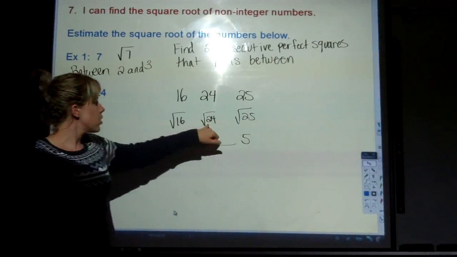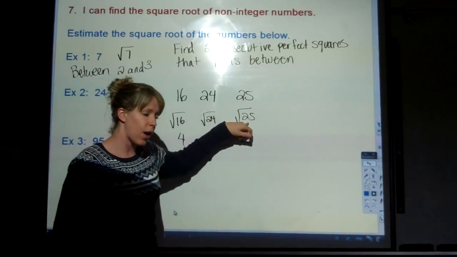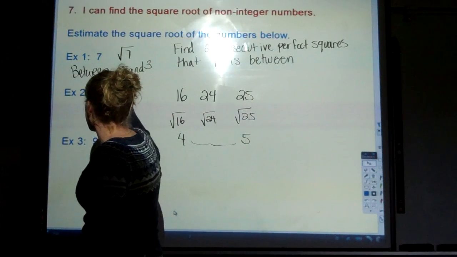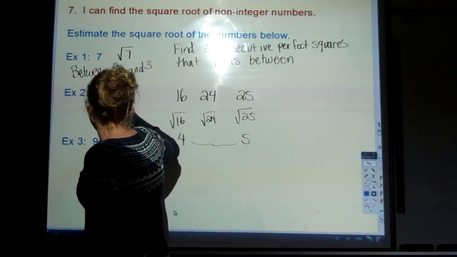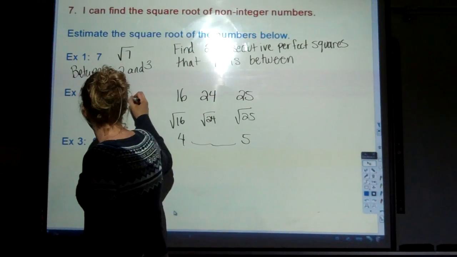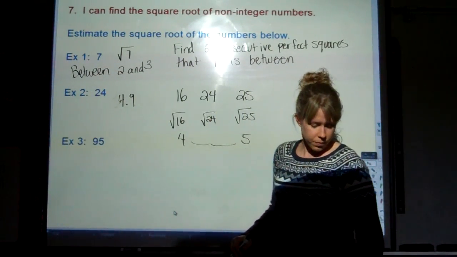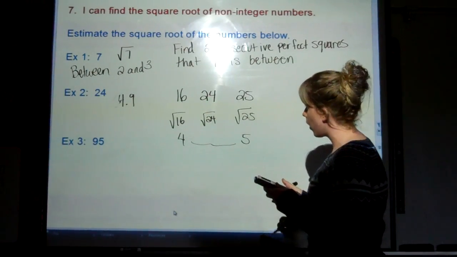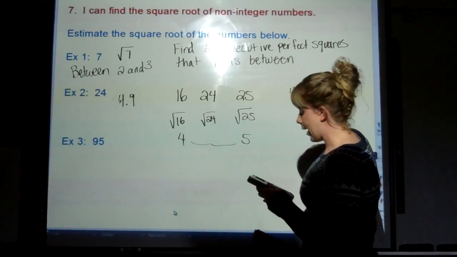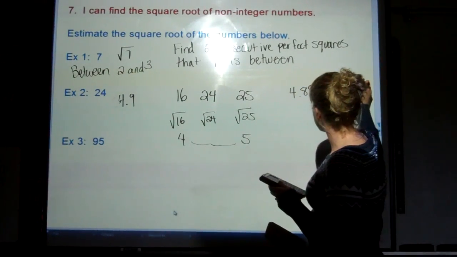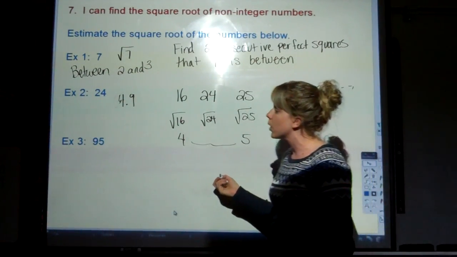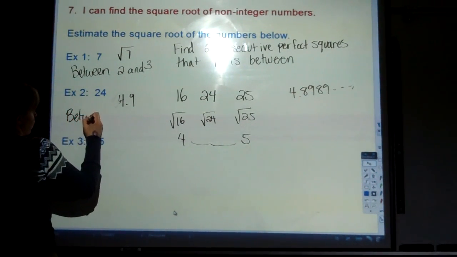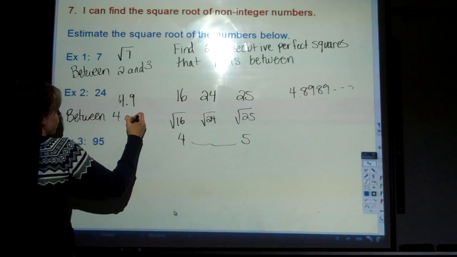Now, since 24 is very close to 25, that means that the square root of 24 is going to be approximately, well, very close to 5, but not exactly. So like 4.9. And if you were to type it exactly in your calculator, the square root of 24 is 4.8989, and it keeps going. So that rounds to 4.9. We're really close. That means that the square root of 24 is between 4 and 5.